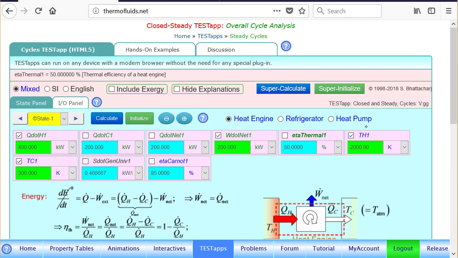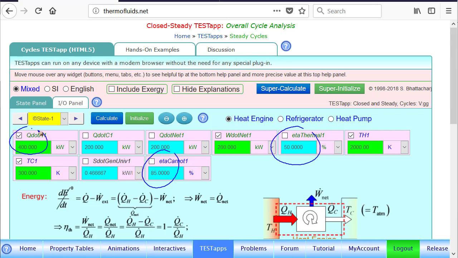So with all these quantities evaluated, let us go and find out the fuel consumption rate. Of course, the actual fuel consumption rate will be based on the actual thermal efficiency. But the minimum fuel consumption rate will be based on Carnot efficiency, if the cycle ran in the Carnot cycle and consuming the same amount of heat. So to do so, we'll go to the I/O panel.